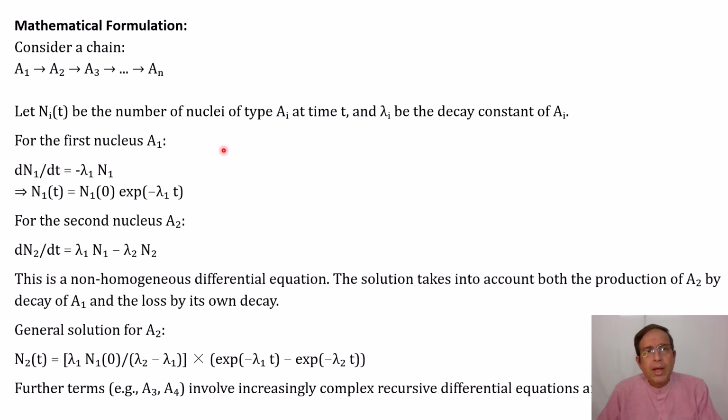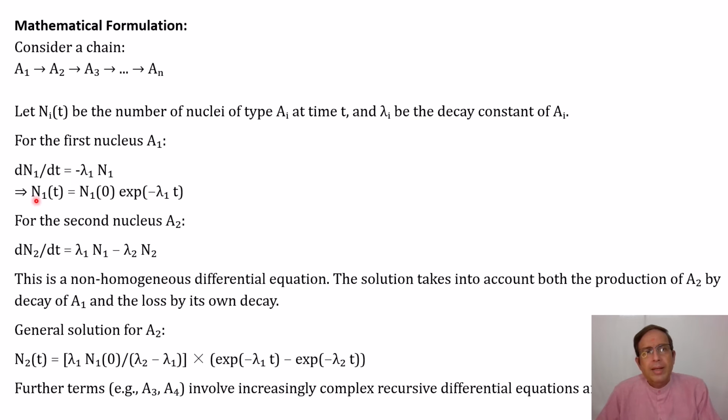So let us now write the equation for the first nucleus A1. What is the decay of the first nucleus? A1 is decaying into A2. So the equation is dN1/dt = -lambda1 N1. Because A1 is the starting, foremost parent nucleus, its decay depends only on the concentration of itself. So dN1/dt of the first nucleus is only proportional to the concentration N1 of the first nucleus.